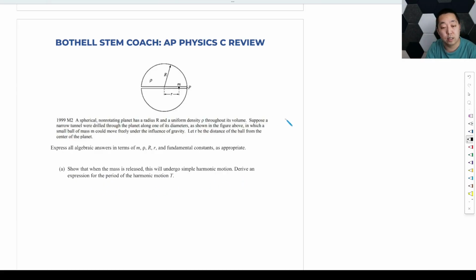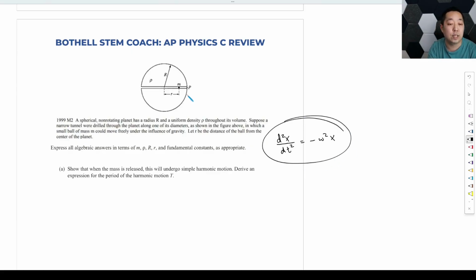So now we're probably just going to use forces, so we want to set this up as negative omega squared x. This is the differential equation we want to get to. So we're going to do F net equals ma on this one. This is the equilibrium position. At the center, the force will be 0. And so the only force we have is the force of gravity. If we say right is the positive direction, this force is going to be negative.